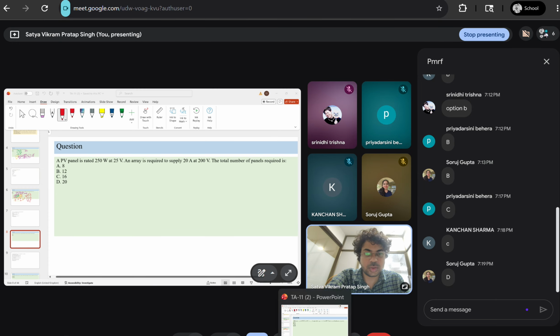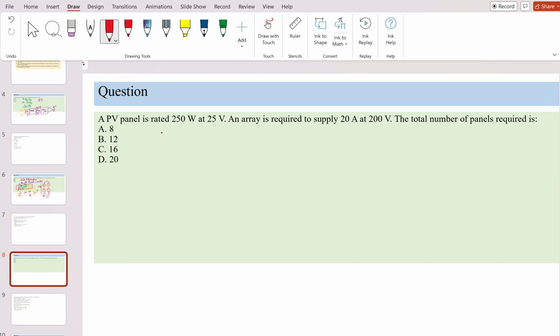Let me give the solution for this. So when you see the PV panels, when it is connected, it is 250 watt. The power rating is given, and the voltage rating is given as 25 volt. So you can calculate the current which comes from this unit. So this is 250 divided by 25 volt. That is 10 amps. Okay, so this is the current.